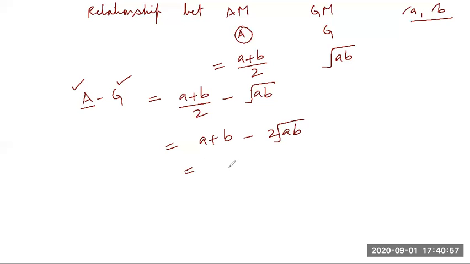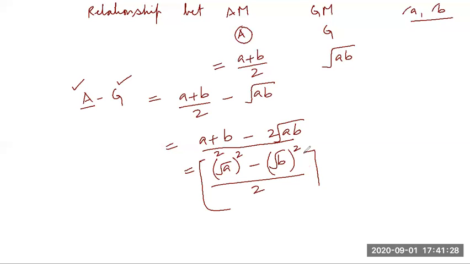Well, this is equal to root a square, which is a. From here I get minus root b square, so the second term is plus root b square. This is b minus 2 into b. Now guys, if you see, I'm sorry, it should be divided by 2, right? Now, if you see guys, this thing, root a square minus root b square.